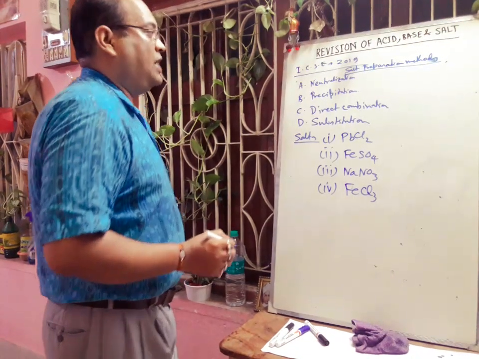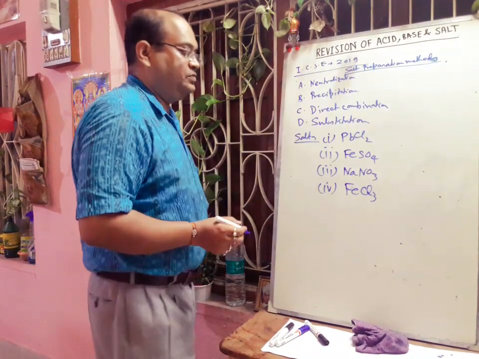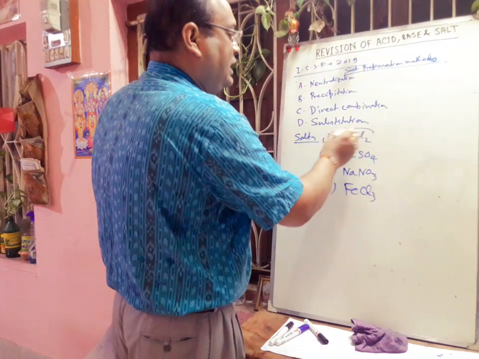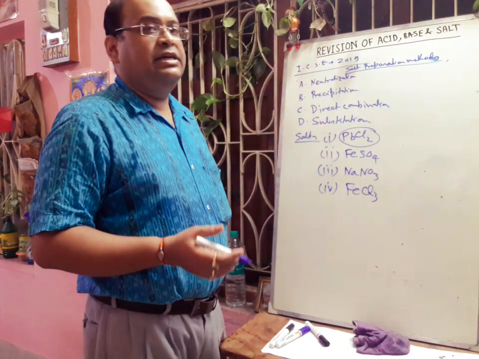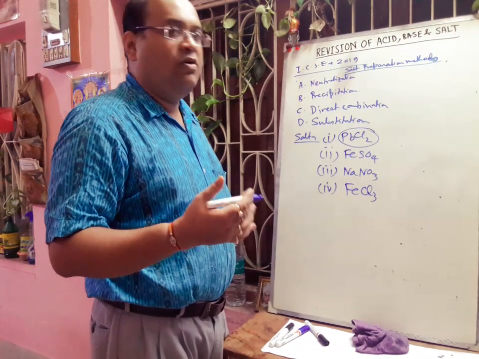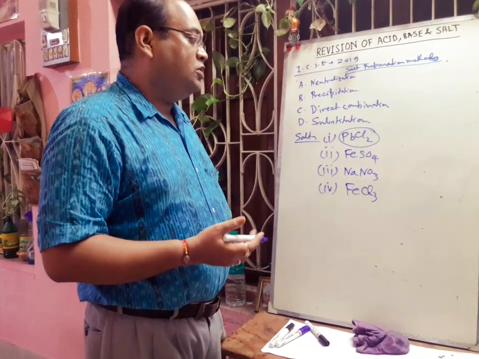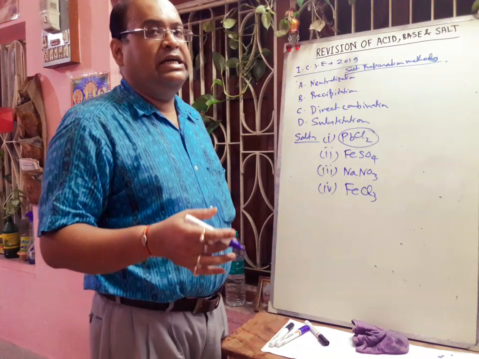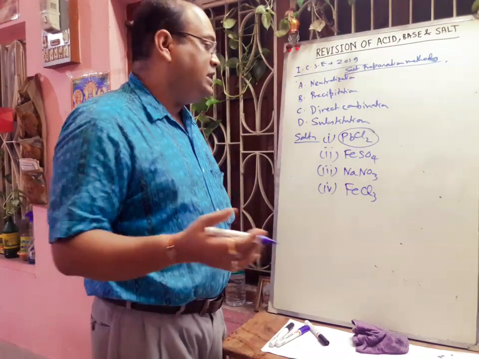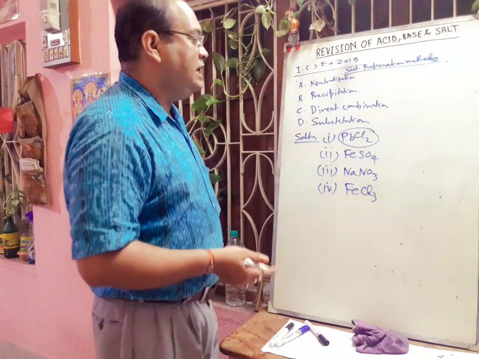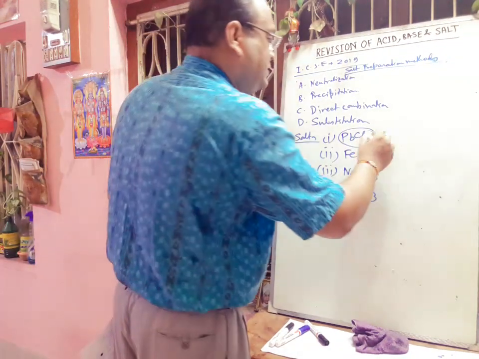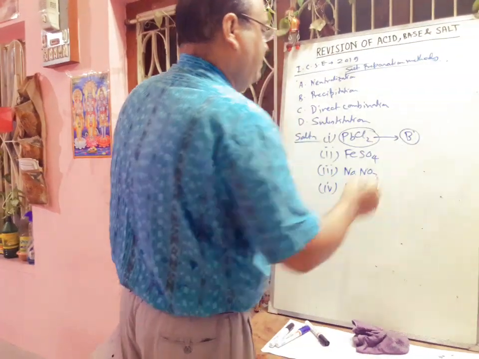Now the first one is given as neutralization. If we think about lead chloride, it is insoluble in cold water but soluble in hot water. So if we add dilute HCl to lead nitrate solution, there will be precipitation. So definitely this lead chloride we can prepare by the precipitation method, that will be B.